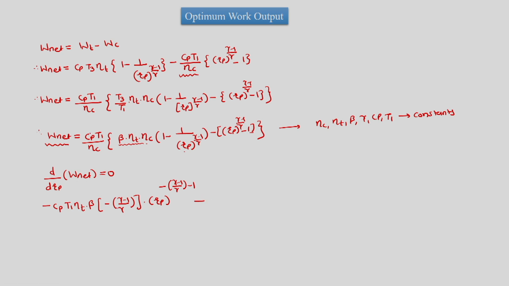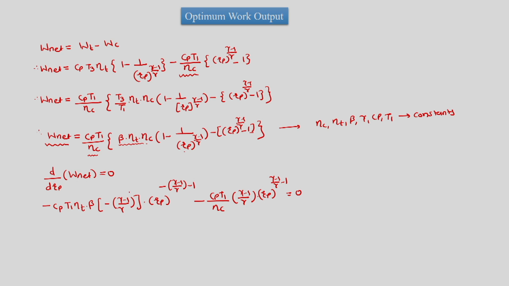And similarly, this whole quantity will get multiplied to Rp raised to gamma minus 1 upon gamma, and that would get differentiated as Cp T1 divided by eta c into gamma minus 1 upon gamma into Rp raised to gamma minus 1 upon gamma minus 1. But once this quantity gets multiplied by 1, it is a constant, so its differentiation is 0, so that will not come. So, the rest of the things would get equated to 0.